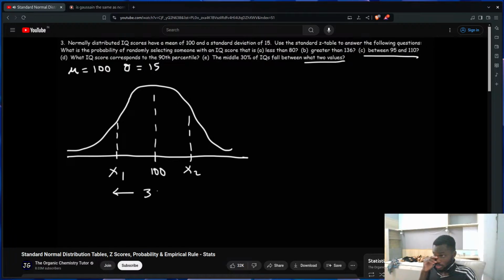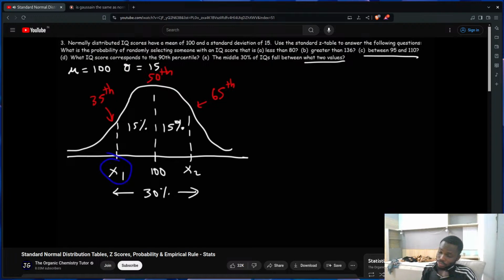So this is going to be the middle 30%, which means that 15% will be on the right side and 15% will be on the left side. So we need to find the x values that correspond to these percentages. Now understand that this is the 50th percentile. So 15% to the right of that will bring us to the 65th percentile. And 50 minus 15 on the left will give us the 35th percentile. So we need to find the x value that corresponds to the 35th percentile, and the x value that corresponds to the 65th percentile. So that's how it's similar to part D.